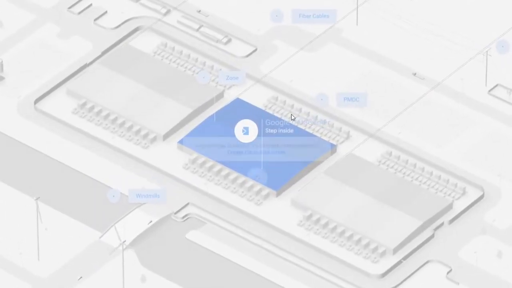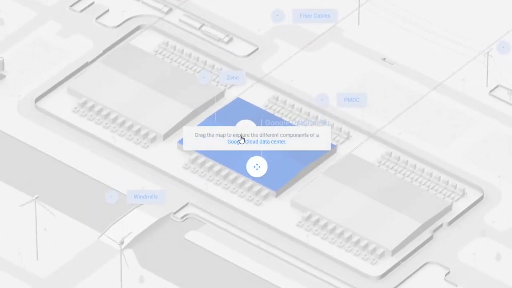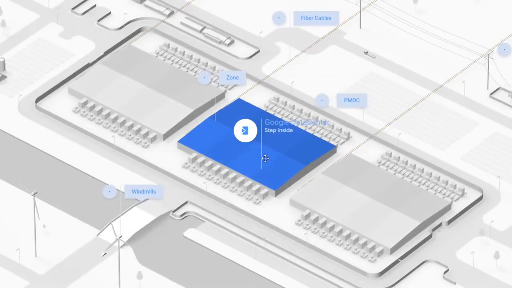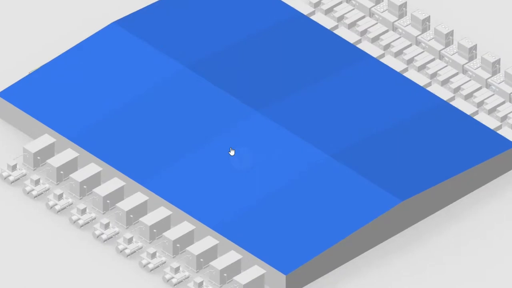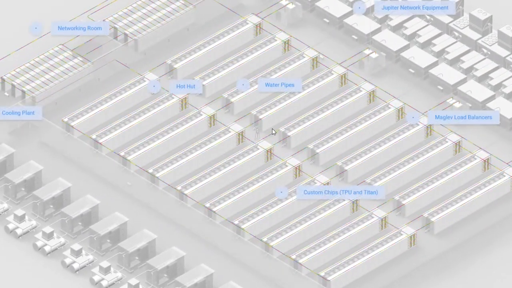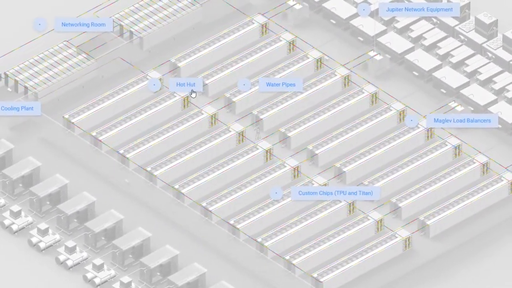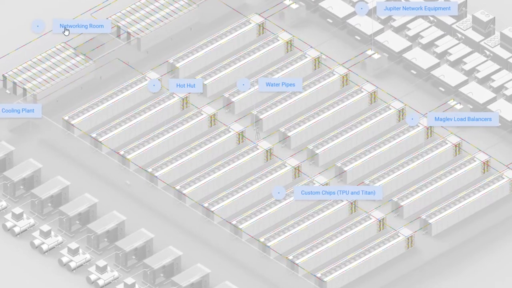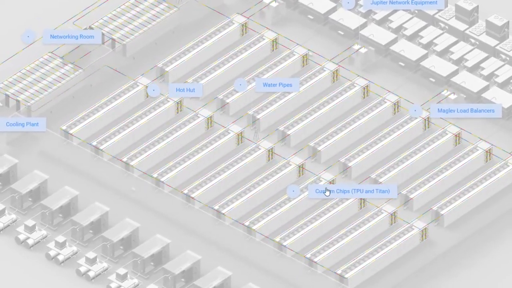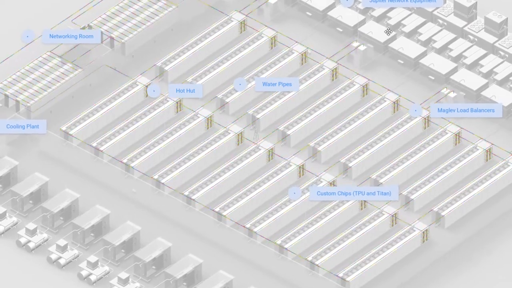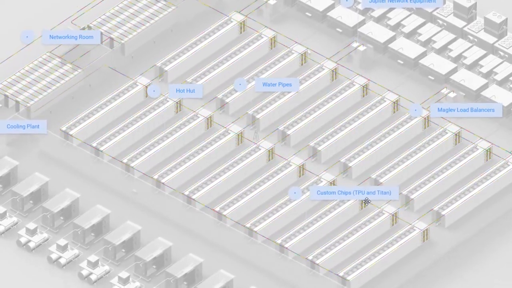So take a step inside the Google Cloud. Drag the map to explore the different rooms. Yes, we will do that. That is freaking sick, man. It looks so cool. Let's take a look inside. So we have all these servers, cooling plants, hot huts. Okay, here we have a networking room, water pipes, maglev, load balancer, custom chips, TPU, and Titan.